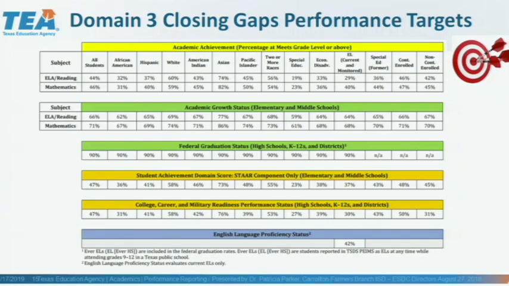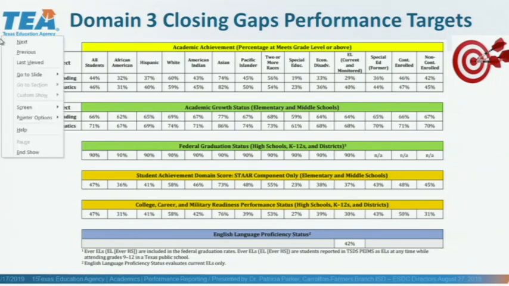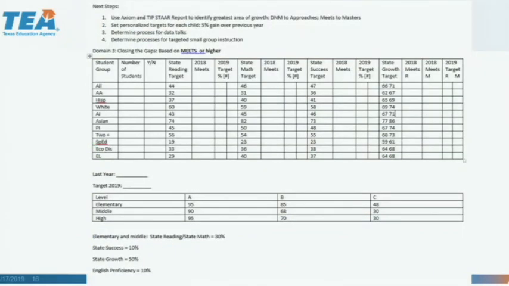Then you can see the same differentiated growth targets, and then also the graduation rate is constant at 90% across, and then the college, career, and military readiness performance rates differ also by each of those groups. So how are we in CFB using this information to help prepare students?